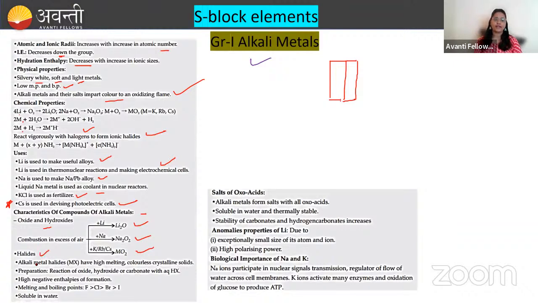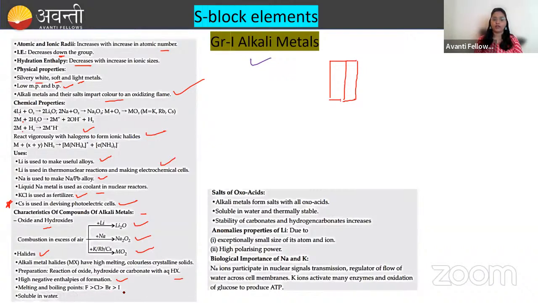When we talk about halides now, alkali metal halides have high melting point, colorless crystalline solid. Their preparation, you can see, is the reaction of oxide, hydroxide or carbonate with aqueous HX. You can prepare by this method. High negative enthalpies of formation for alkali metals. Melting point for these halides is like this way.